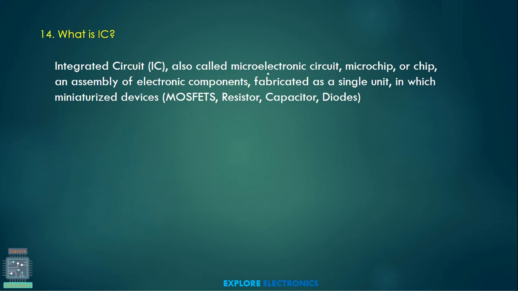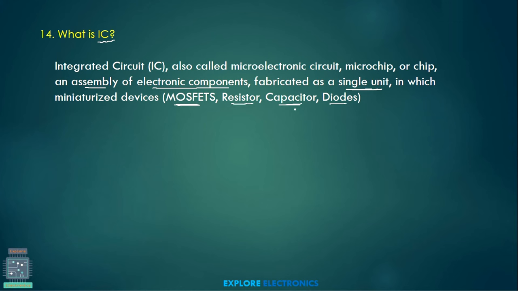It is also called a microelectronic circuit, or a microchip, or generally a chip, which is an assembly of electronic components fabricated as a single unit. You can see here, it is an assembly of electronic components. What are those components? Generally, a set of MOSFETs connected together and fabricated as a single silicon chip, that is a single unit. Or it may consist of resistors, capacitors and diodes if required. Depending on the application of the IC, we will have these devices in a proper manner.